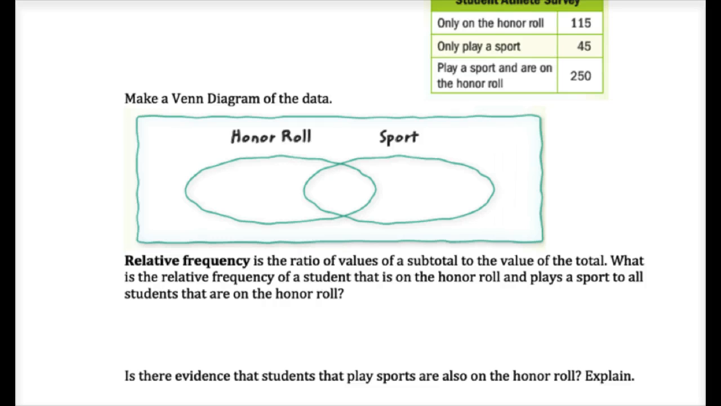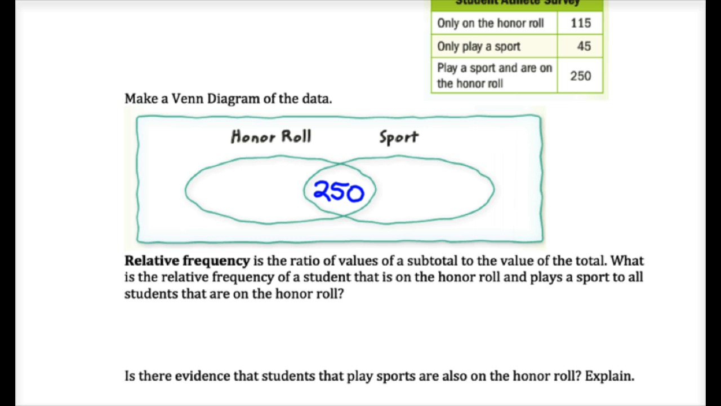In the middle for both, it's 200. You were correct. There are 250 kids that play a sport and are on the honor roll, so that's the overlap. That's both of them. And the biggest number actually goes in the smallest area. And kids mathematically have a hard time understanding that. Why is the biggest number in the... They want to make the size relative to the number. It doesn't work that way.